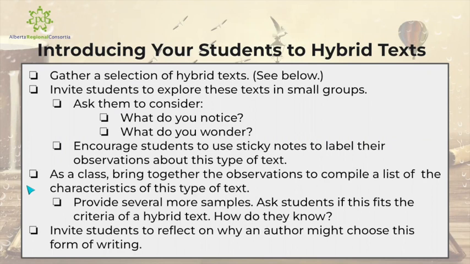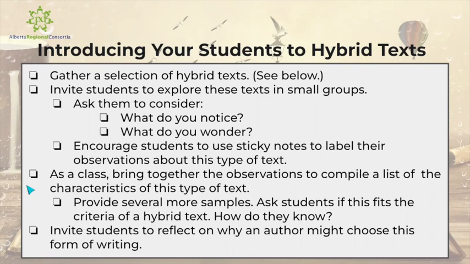Ask them to think about what it is that they notice and what it is that they wonder about this form of writing. Give them sticky notes to help them label their observations about this type of text. Then as a class, you're going to bring together the observations that your students have compiled to build a list of characteristics of this type of text. You can think of them as attributes if you'd like.